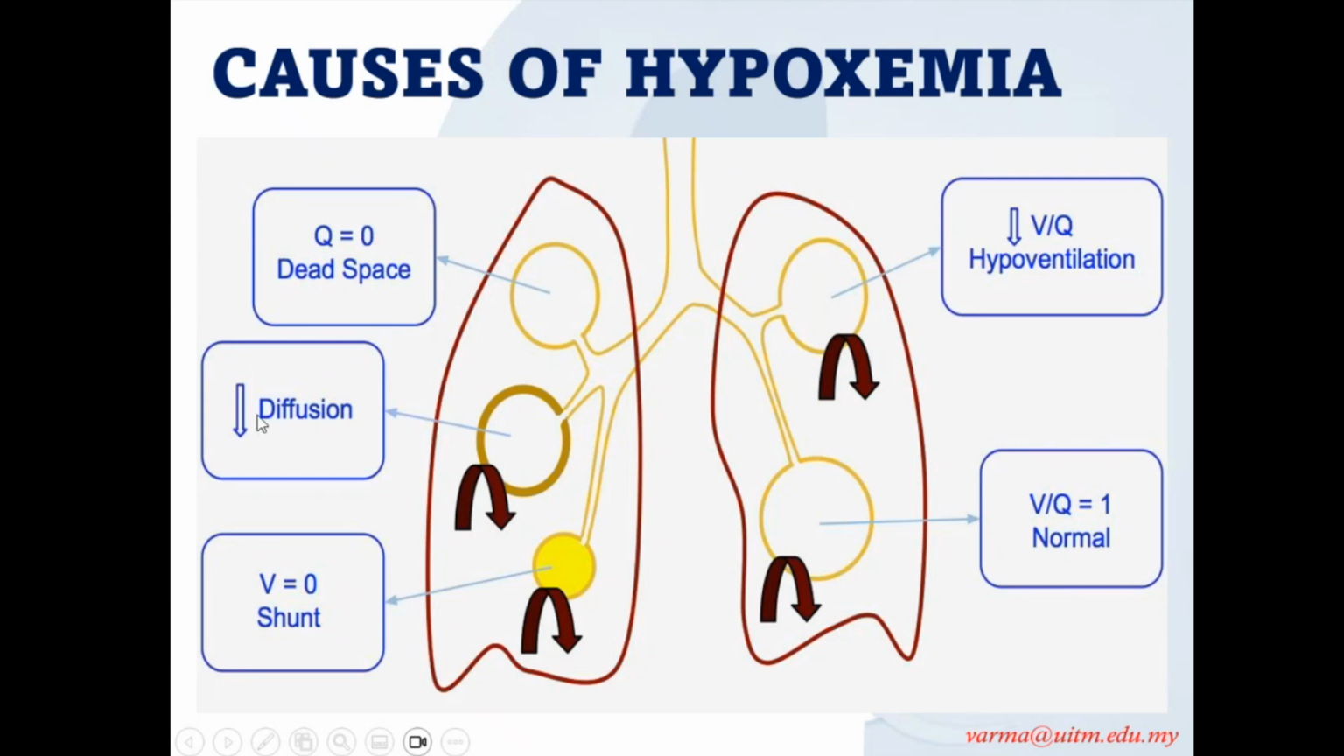And in terms of 0 over Q, sorry, there is no ventilation, but there is perfusion. So 0 divided by anything, you will get 0. Actually, the Q is 0, V is 0 here. Then we can get VQ mismatch, either infinity or 0. We will come to VQ mismatch in detail later. This is just to show you how each of these causes of hypoxemia differs in VQ.